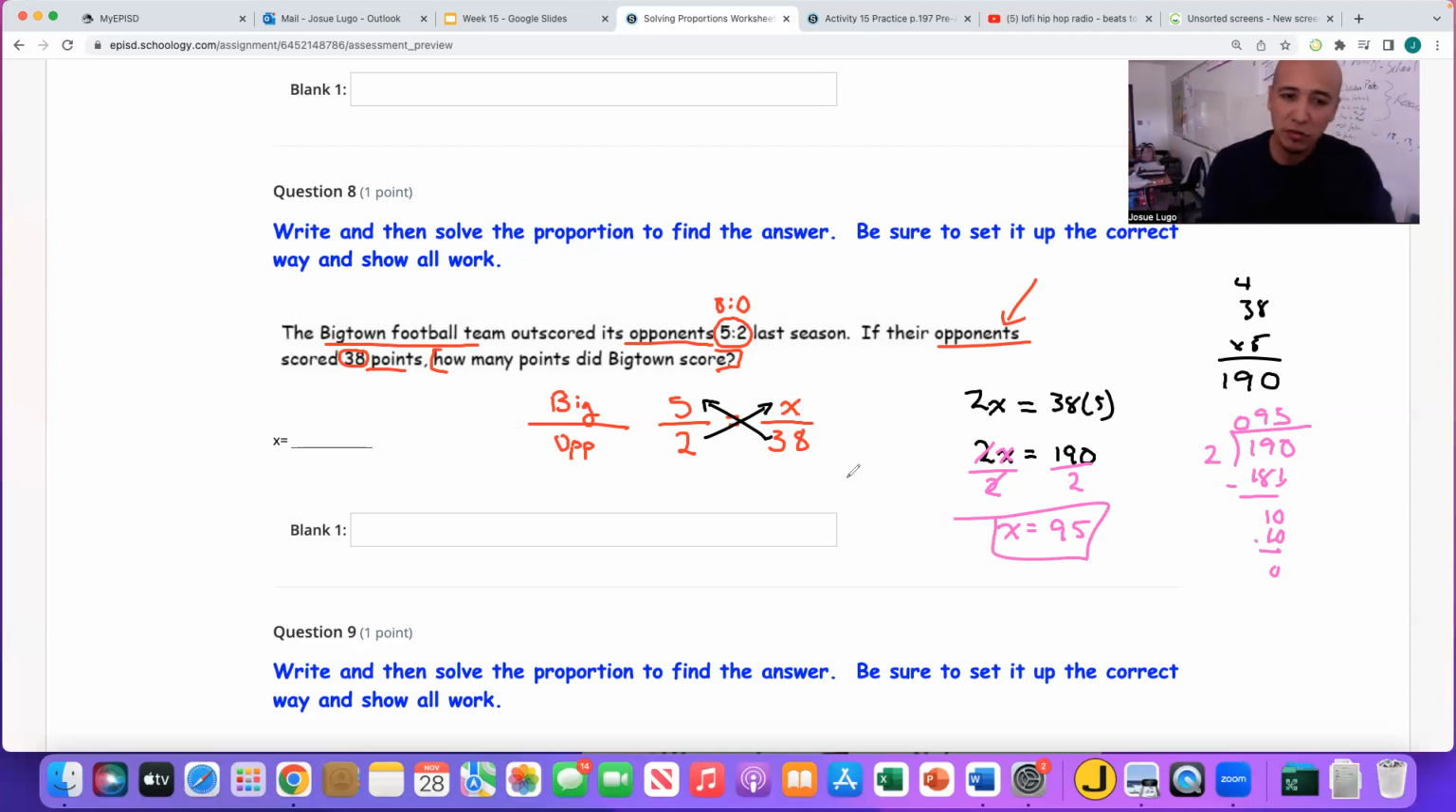Notice, ladies and gentlemen, first things first, I write down the 2 things that I'm comparing. I wrote down the ratio of those 2 things, and then I use the other additional information to build my second ratio. Then you just cross multiply and divide. It's the exact same process.